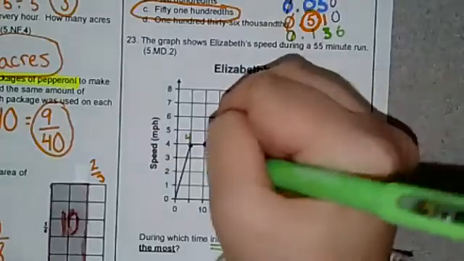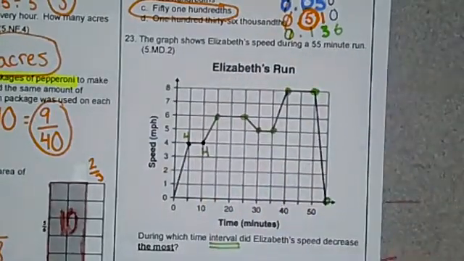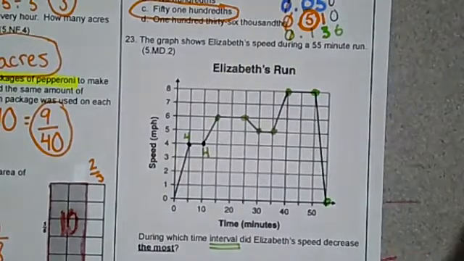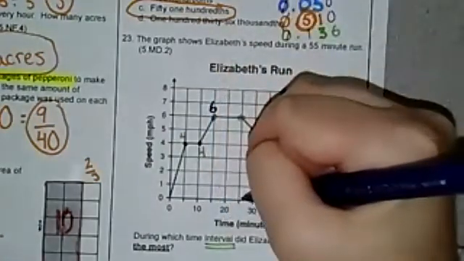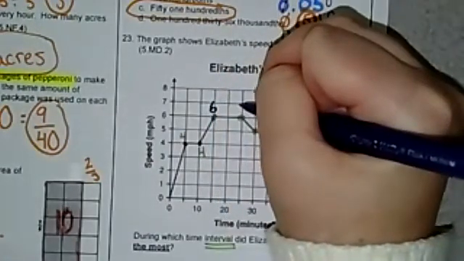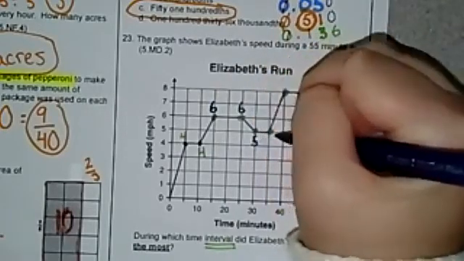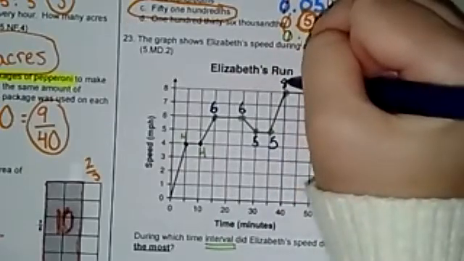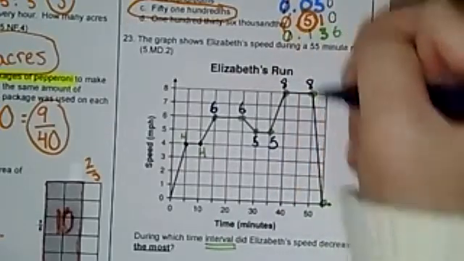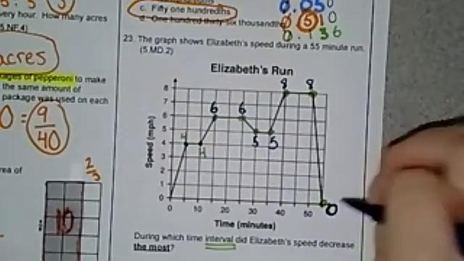After 5 minutes, it's 4. After 10 minutes, it's still 4. After 15 minutes, she's at 6 miles an hour. After 25 minutes, she's at 6 miles an hour, and she slows down a little bit. Maybe she got tired. Then she really kicks it into gear and she runs 8, 8, and then she slows way down to 0. Okay.